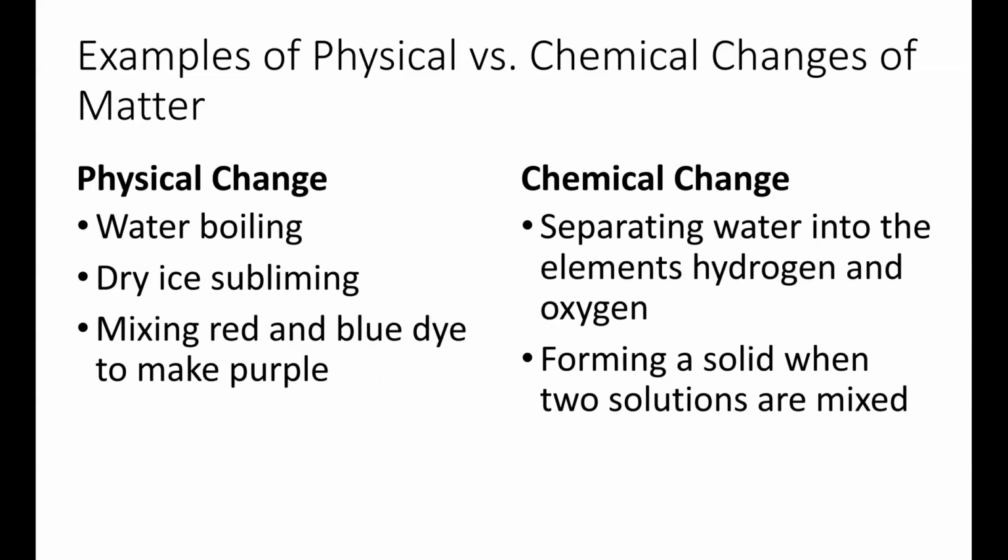Distinguish this from changes. A physical change is water actually boiling, dry ice subliming, or mixing red and blue dyes to make purple. You still have the red and the blue dye in there. They've just combined, and our eye can only distinguish the purple. A chemical change, on the other hand, is when you actually have something happening with the elements that are in there. So like water being split into hydrogen and oxygen, or if you combine two solutions and make a solid out of them.